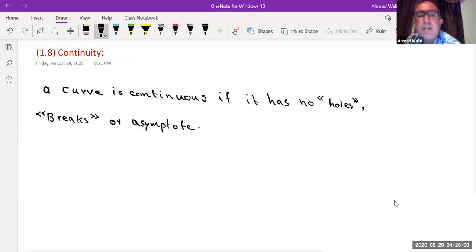These terms, holes, break, asymptote, are actually a topic of algebra. It should have been explained to you in the past in algebra classes, but don't worry, again, we will discuss it tonight. What does it mean, no holes? What does it mean, no break? What does it mean, asymptote? I'll show all the graphs for you.